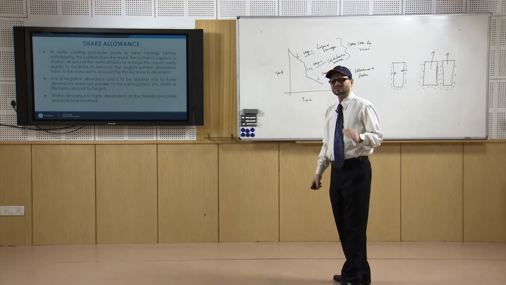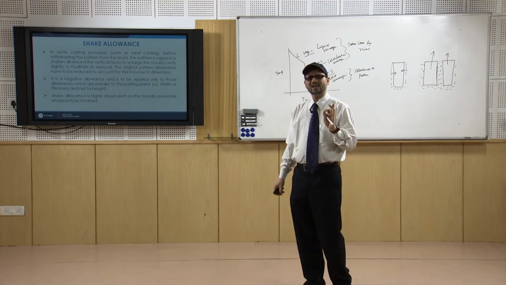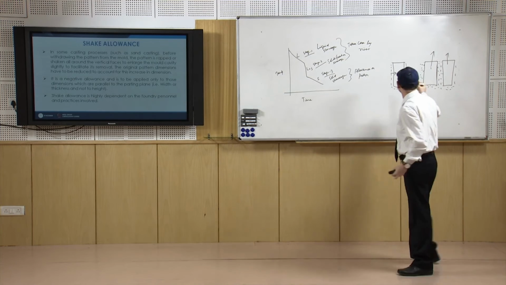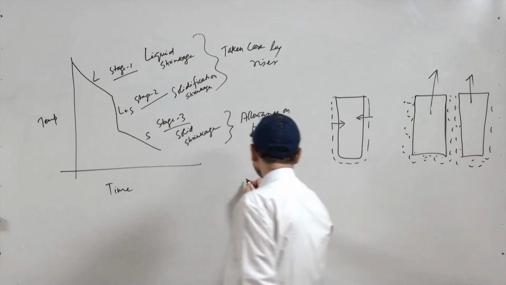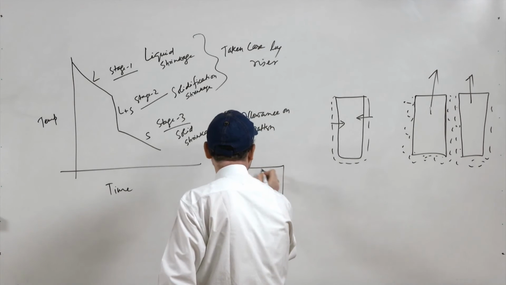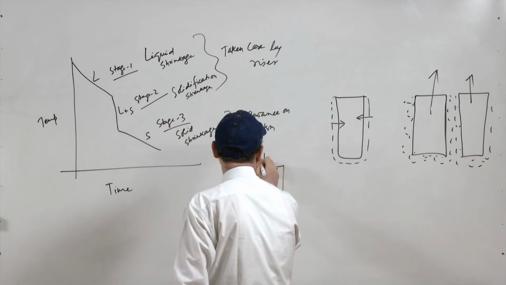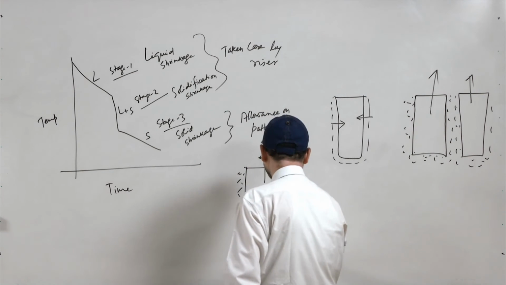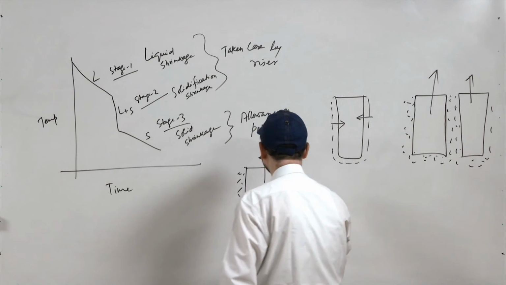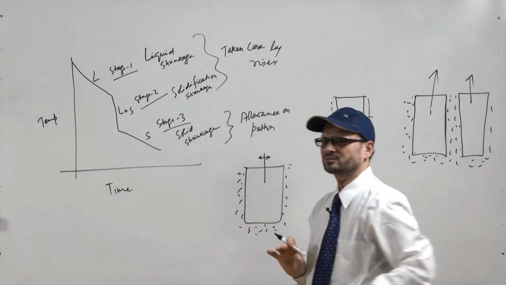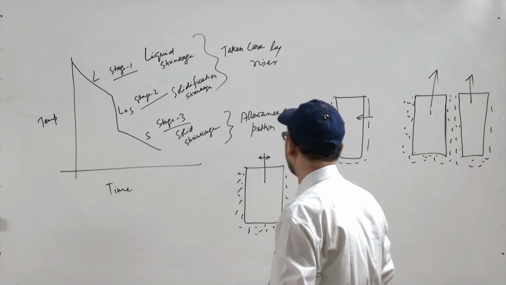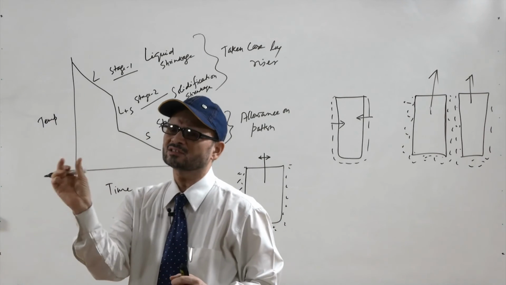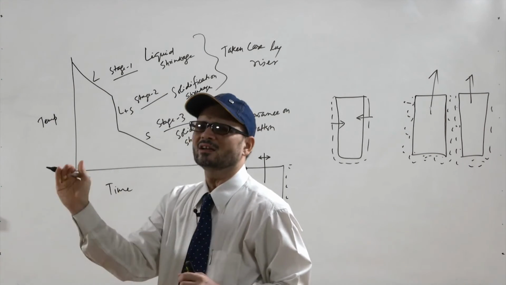Then there is the allowance known as shake allowance. Shake allowance is nothing but this: when you try to take the pattern out of the mold, the pattern is initially given a shake, so that the molding material stuck to the pattern loses its intimate contact, which is somewhat decreased on the lateral sides.